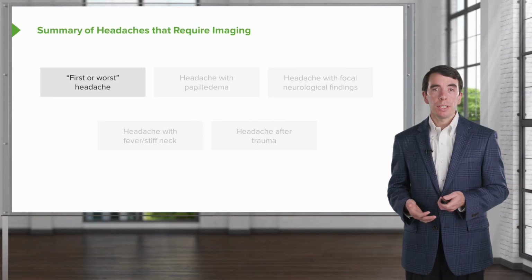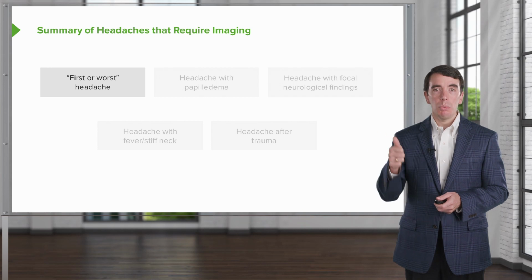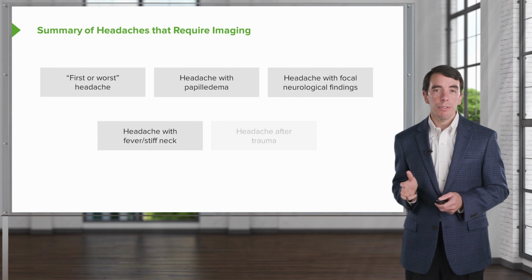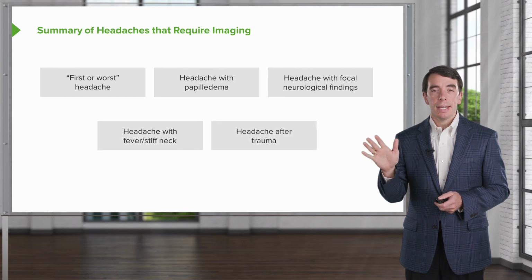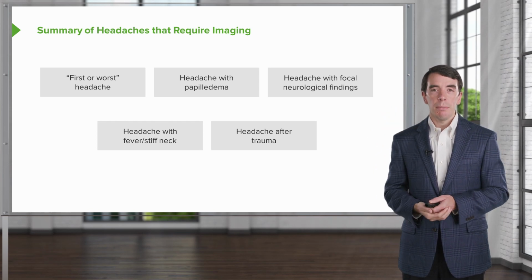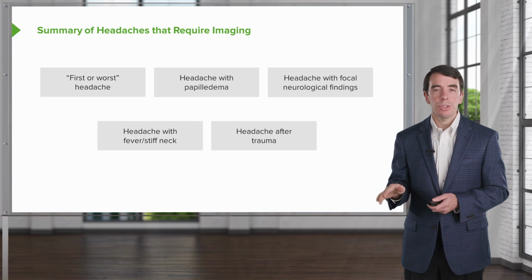And so in summary, some of the headaches that require imaging are the first and worst. The headaches with papilledema, headache with focal neurologic findings, headache with fever and neck stiffness, and headache after trauma. Those 5 conditions should really prompt us to think about imaging and are important take-homes from that list that we just reviewed.